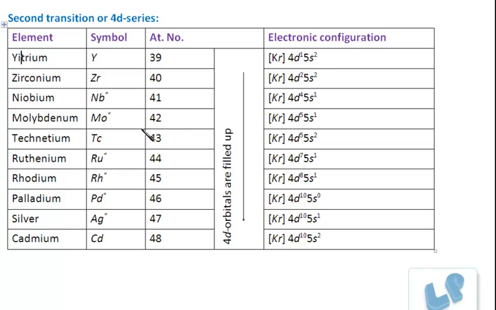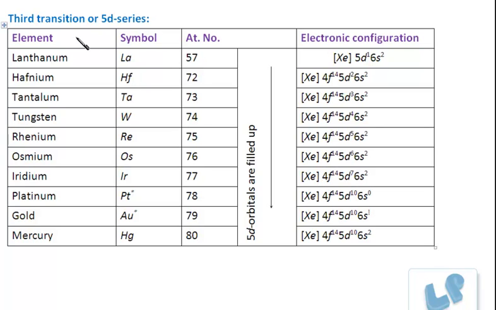Again, molybdenum has the anomalous configuration, that is 4d5 5s1. Silver is 4d10 5s1. Right? This is the 5d series, starting from lanthanum 57, hafnium, tantalum, tungsten, rhenium, osmium, iridium, platinum, gold and mercury. The atomic number is 57, and after 57 there are 14 elements which are the f block elements or the lanthanides. They are called inner transition elements, a series within the transition series.